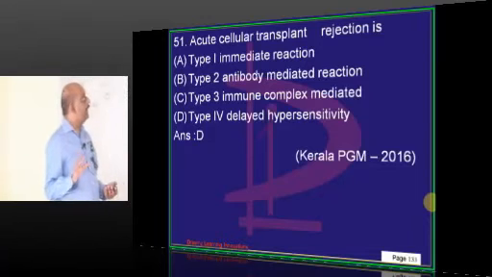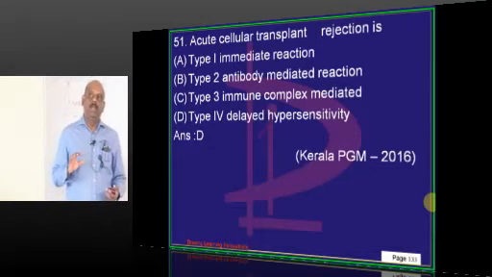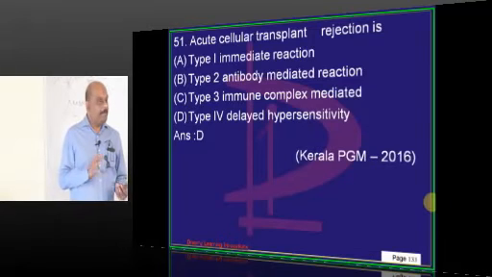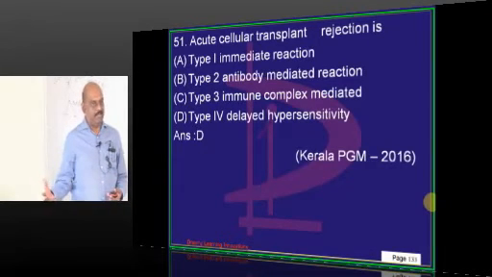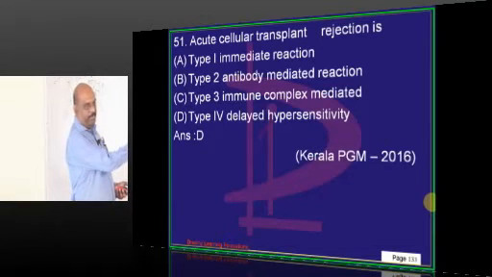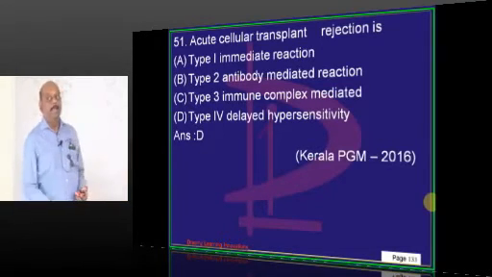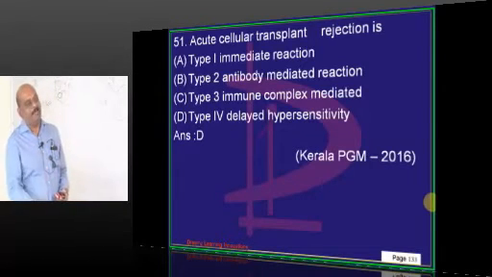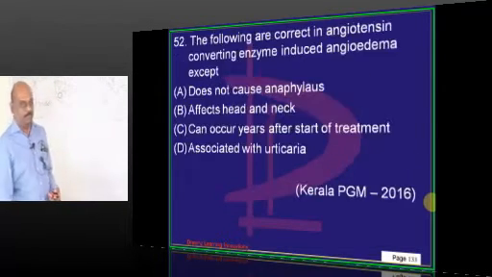In the drug reactions, in the transplant rejections, we have got hyperacute rejection, acute rejection, chronic rejection. So acute cellular rejection is T lymphocyte mediated. Hence it is cell mediated immunity like your MAN2 test. So type 4. Hyperacute is due to preformed antibodies. So that is basically type 2.